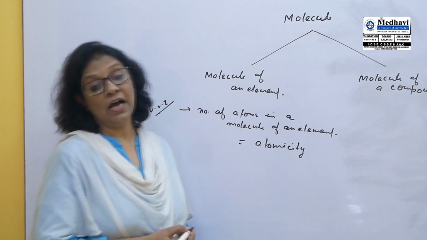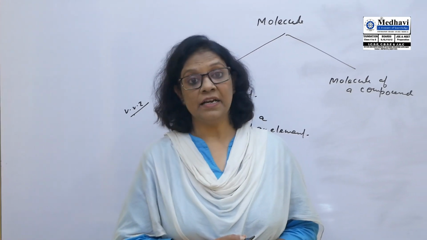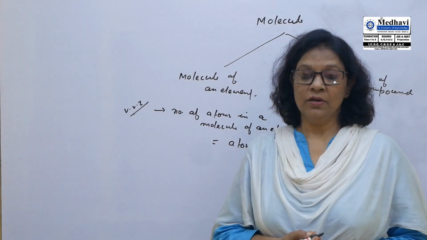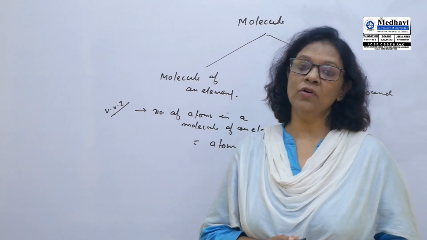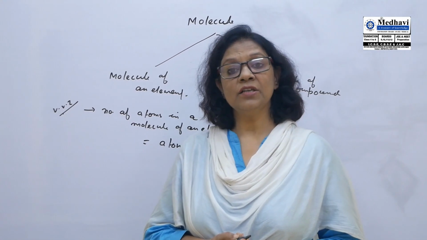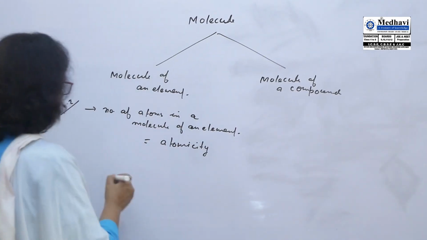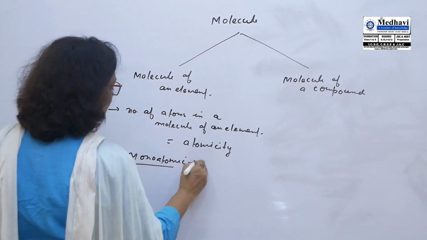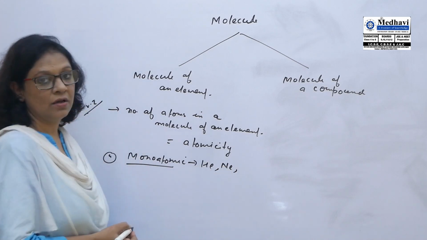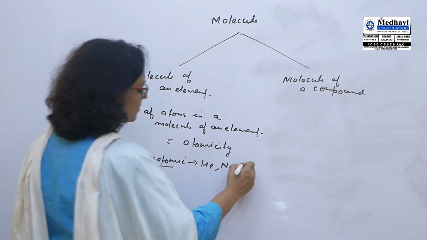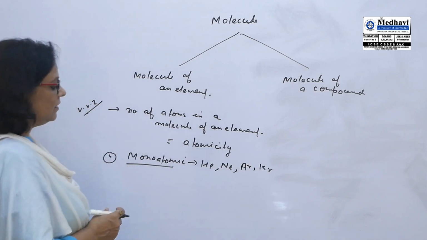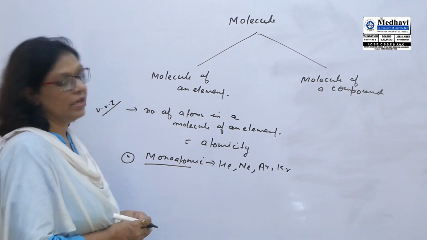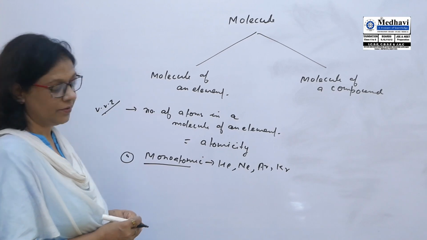So, some elements are monoatomic, some elements are diatomic, triatomic and polyatomic. So there is a question: why are some elements monoatomic? Monoatomic means having atomicity 1, and in this category we put inert gas elements, or you can say elements of group 18. So in monoatomic there is no combination of atoms. Atoms exist independently. They are free in nature.